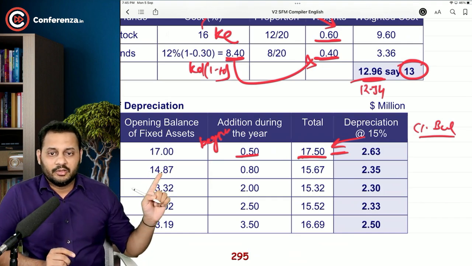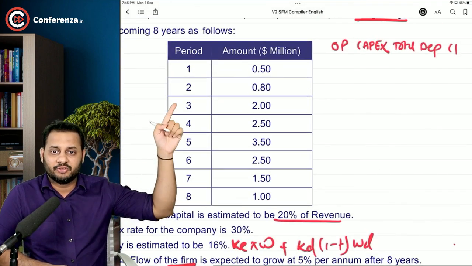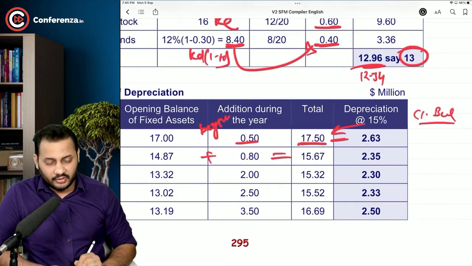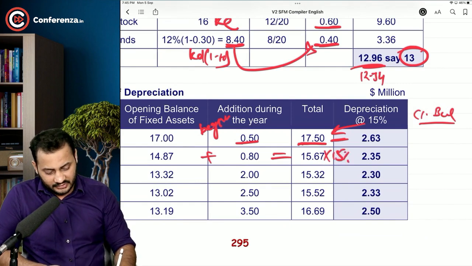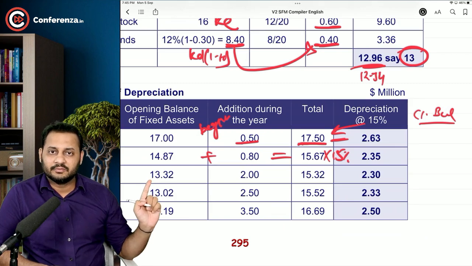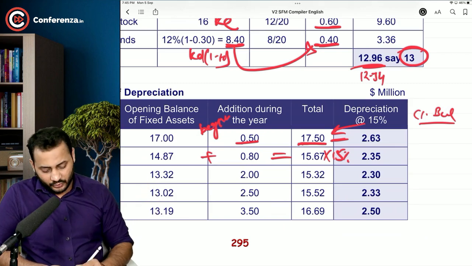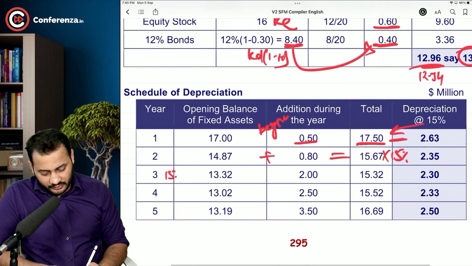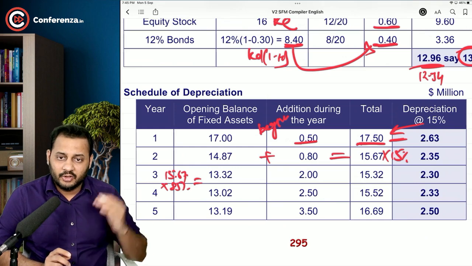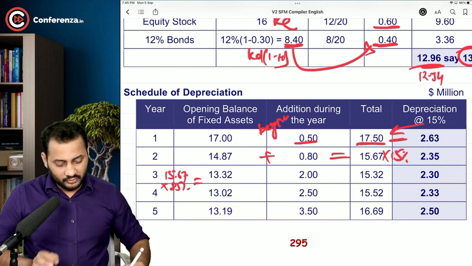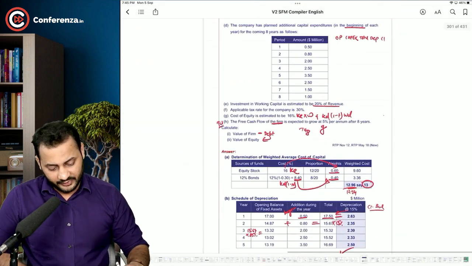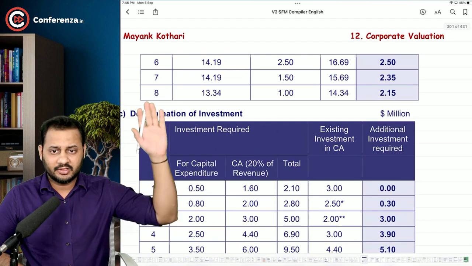Cool. So 14.87. Now again add the depreciation of 0.80. 14.87 plus 0.80 is equal to this multiplied by 15%. And then 15.67 minus depreciation is like this. Or we can say 15.67 into 85%. It's one and the same thing, right? You can do it like this and calculate the depreciation. This is required. The last column is required to us for profit. So in this way, you will reach at this point.